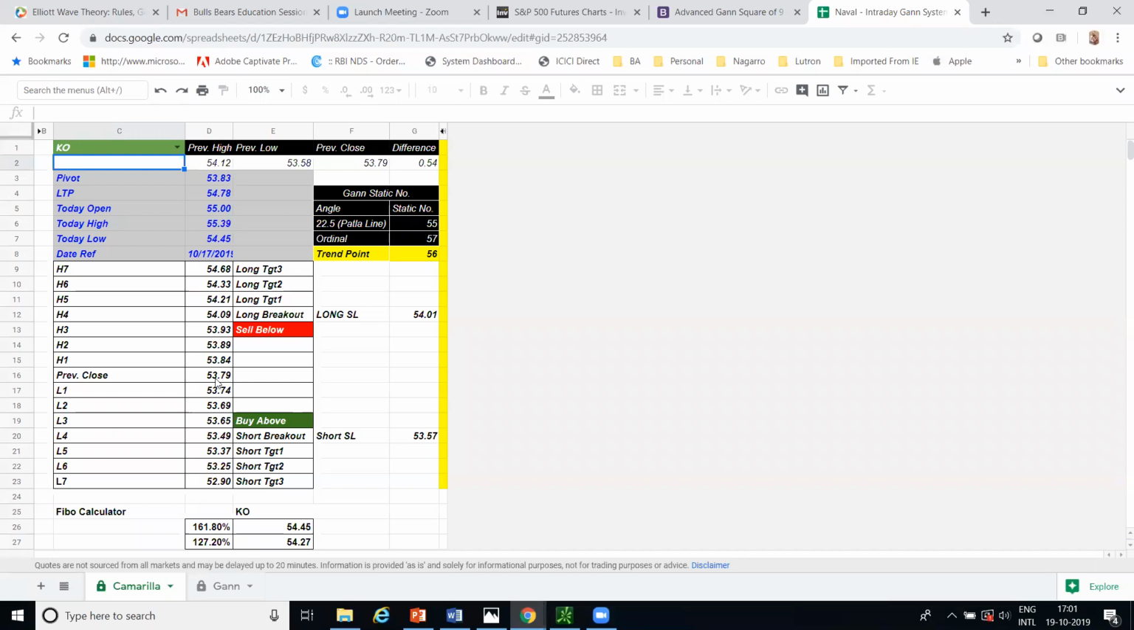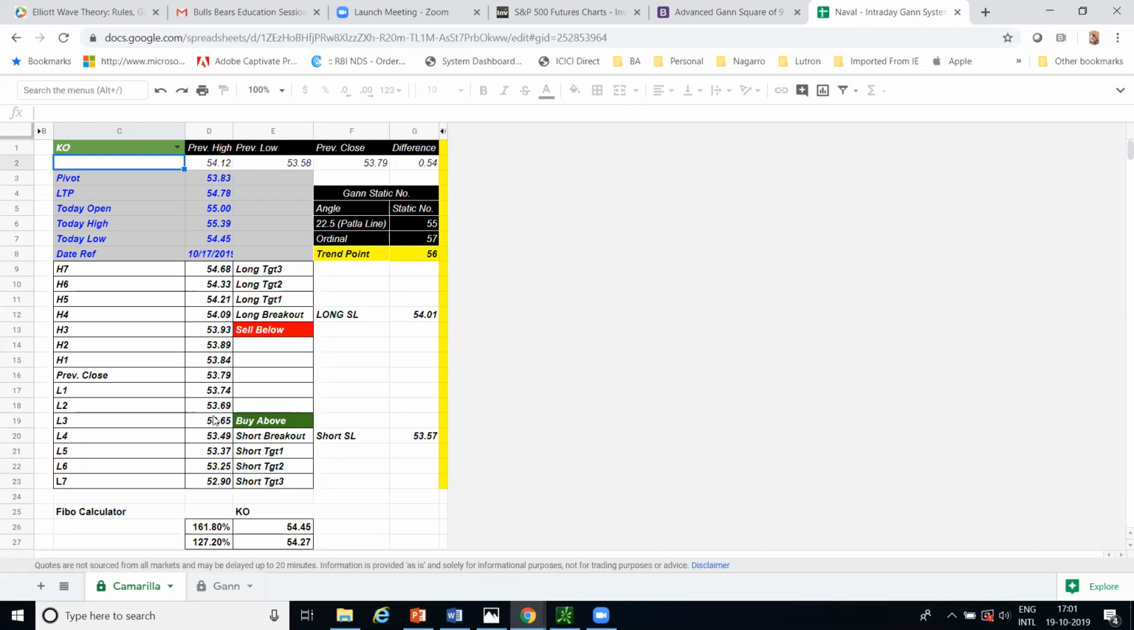So let's say the previous close for KO is 53.79. Okay, Monday morning, it opens below the previous close and reaches L4 or L5. Okay, I will not buy this because now there's a short breakout and the stop loss is this. But if it comes back to L3 and holds, I will buy.